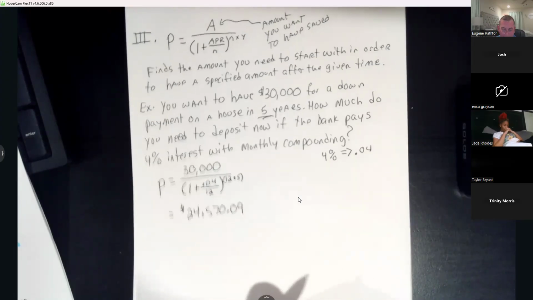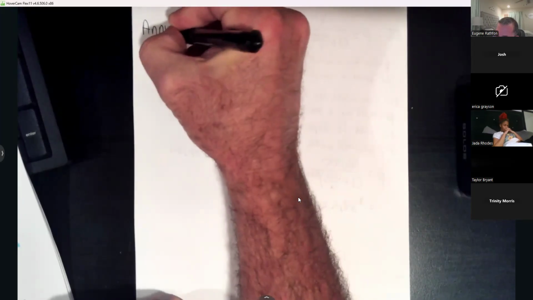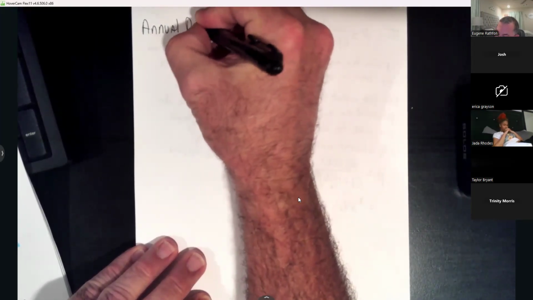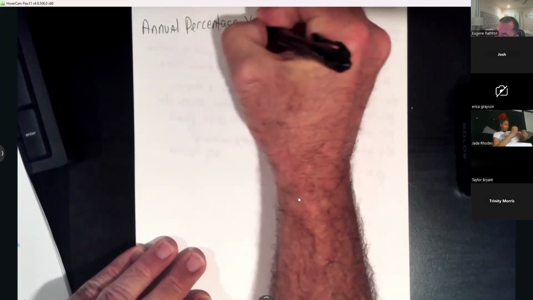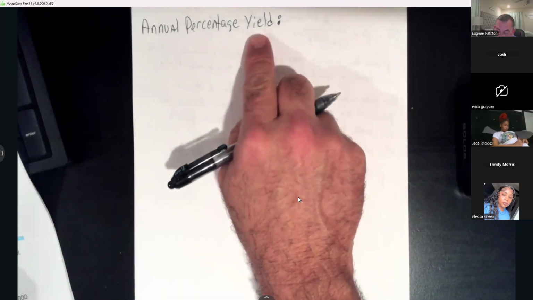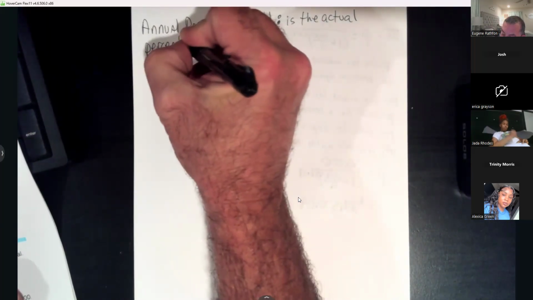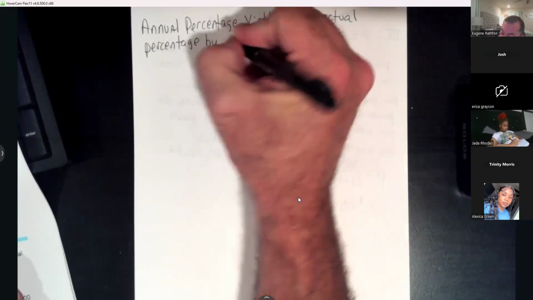All right, y'all. So next I'll sort of tell you about annual percentage yield. All right, so the annual percentage yield is the actual amount, or how about this? It's the actual percentage by which a balance increases in 1 year.